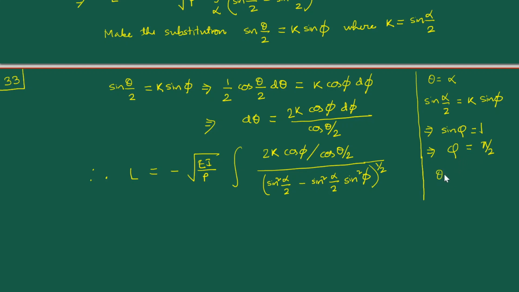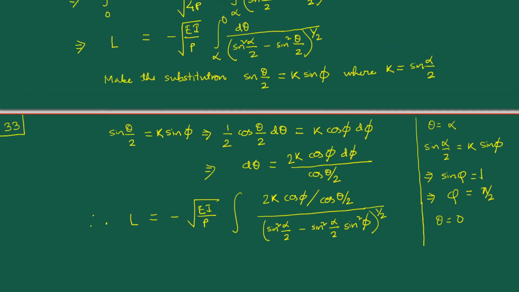Next, for theta is equal to 0, because you note that in the previous page, the limits that we're dealing with is theta going from alpha to 0. So we have theta is equal to 0 here for the upper limit. And for that, what we're going to get is this sine 0 by 2 basically. So that's 0. And then we have this k sine phi, which basically means that phi is also equal to 0.